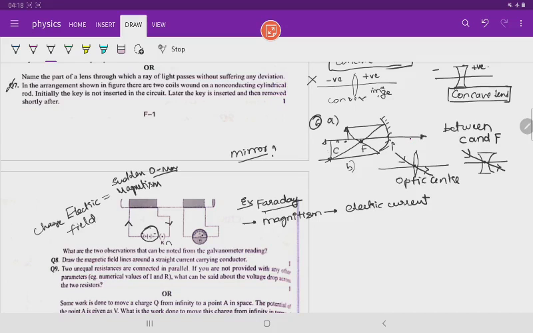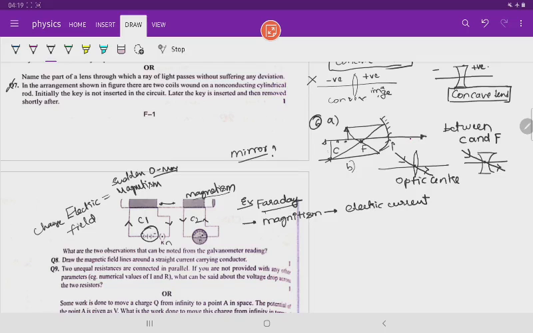Then this change in magnetism, since this coil C1 is connected to coil C2 by means of an iron rod, this entire rod becomes a magnet. So there is a magnet produced. The property of magnetism can be experienced in coil 2. This change in magnetism induces current in the galvanometer.